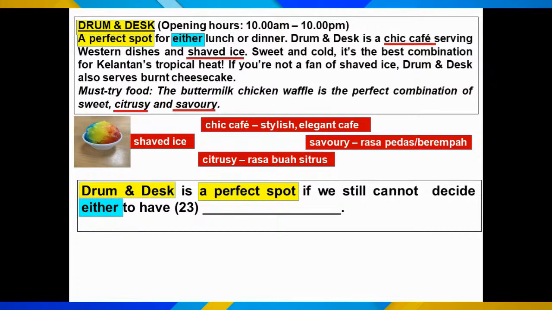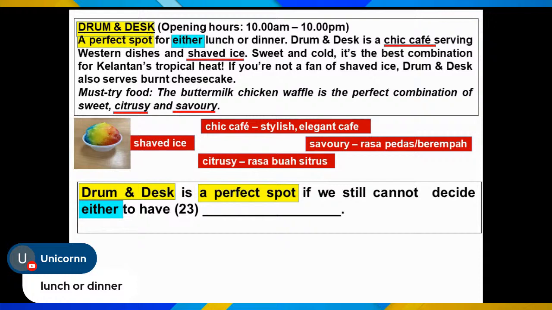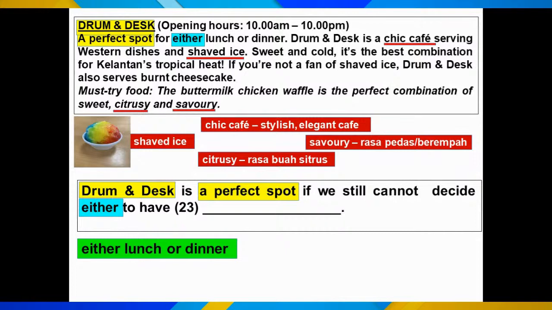Do you have any answer for this? You want to try? Most of you answered lunch or dinner. Let's say someone answered either lunch or dinner. Can we accept this? No, right? It's four words. So we cannot accept this. It's four words and it is grammatically incorrect. When we have the word either, it is repeated.